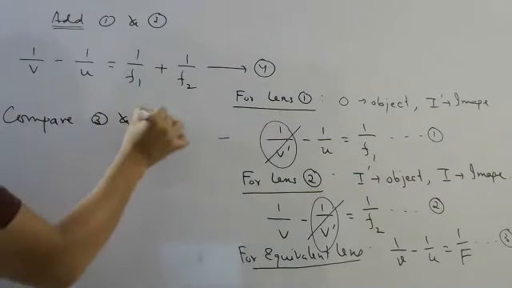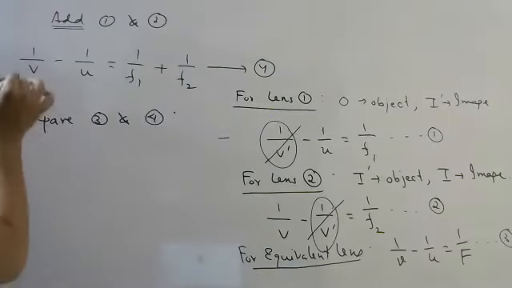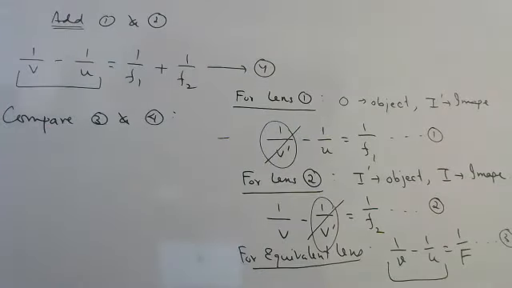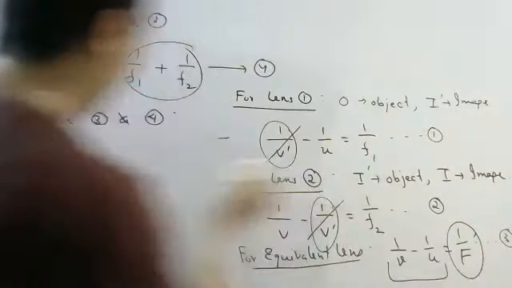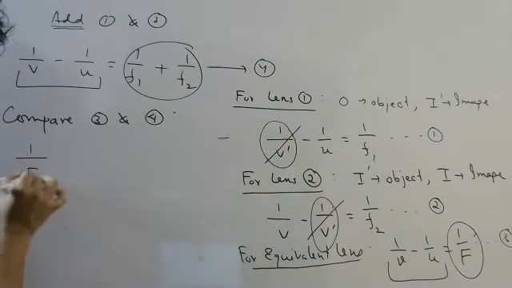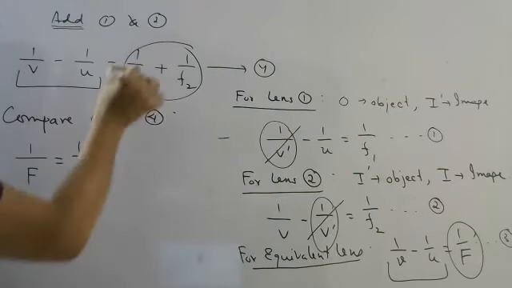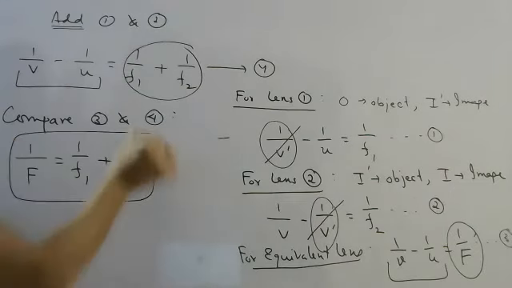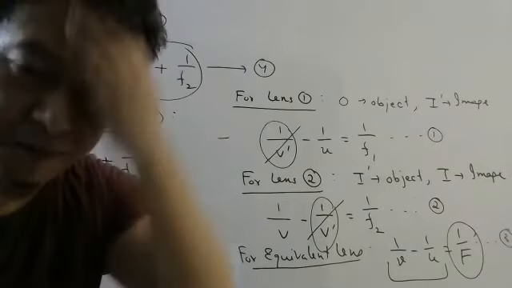So now you compare 3 and 4. If you compare 3 and 4, what will you see? The left side here and the left side here are the same. Yes or no? So the right side, this one must be equal to this one. So 1 by the focal length of the equivalent lens must be equal to 1 by f1 plus 1 by f2. Okay, so this usually comes for 3 marks. Actually, they can give this question for 5 marks also.